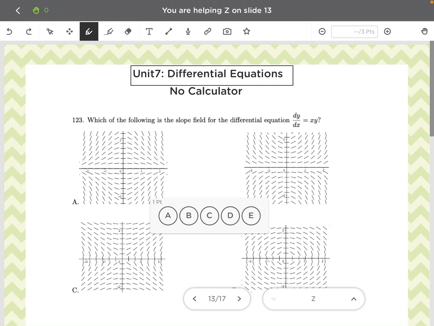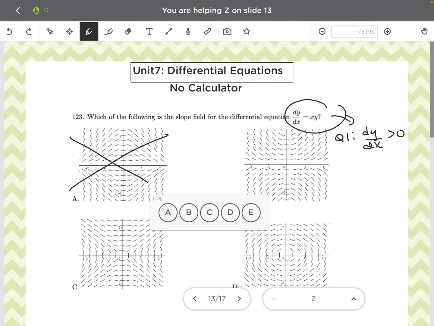Okay, we have a differential equation, and we're trying to find the slope field that matches. Lots of ways to do it. I'm going to start with quadrant 1, actually. Any x and y that I pick in quadrant 1, your dy/dx, based on this equation, should be a positive number. But notice answer choice A has some slopes that are negative, so it can't be A, and it can't be D.